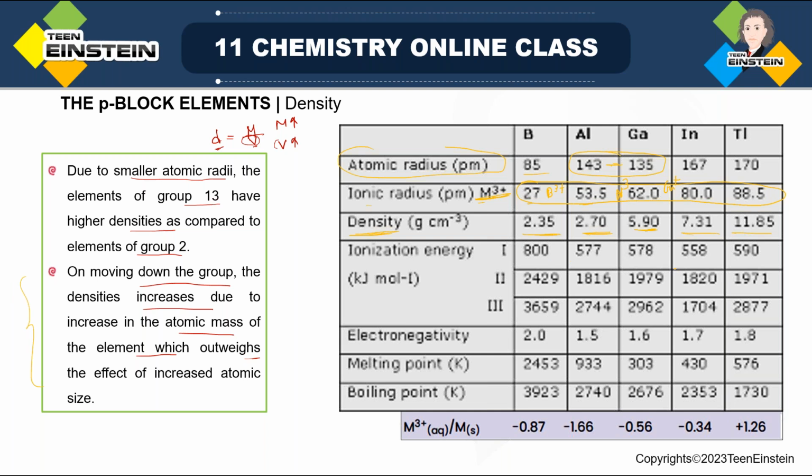Ionization energy. As we have seen, there is a discrepancy. When you are moving from aluminium to gallium, normally it should decrease, but there is a marginal increase, almost the same. Then from 578 to 558, it is again a decrease. So the discrepancy is for this pair and for this pair, because when you are moving from indium to thallium, 558, then 590. So these two are the discrepancies.